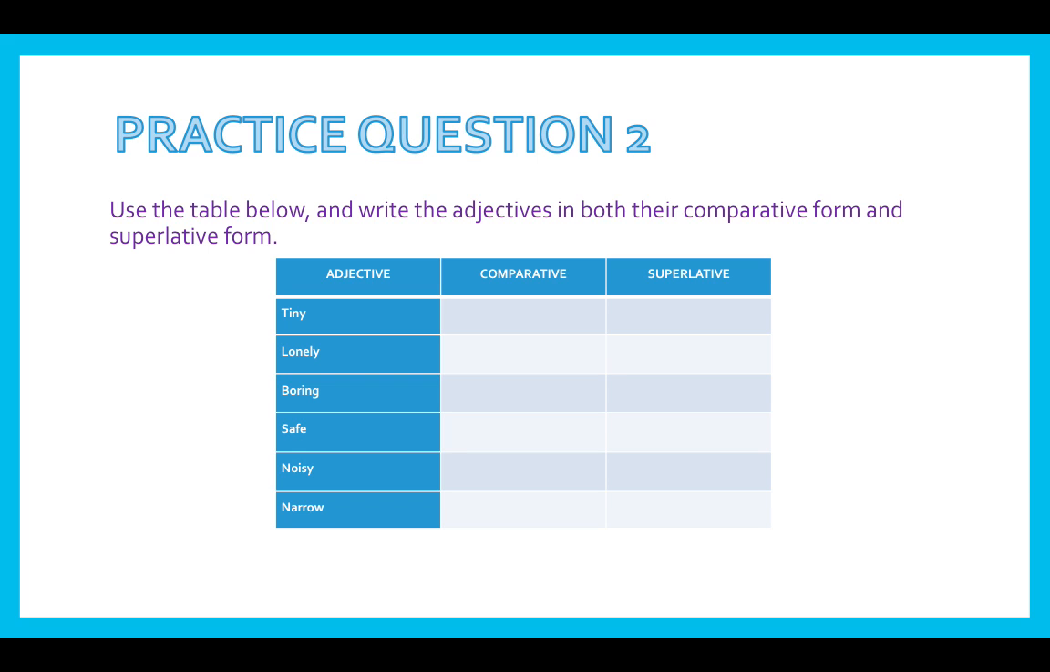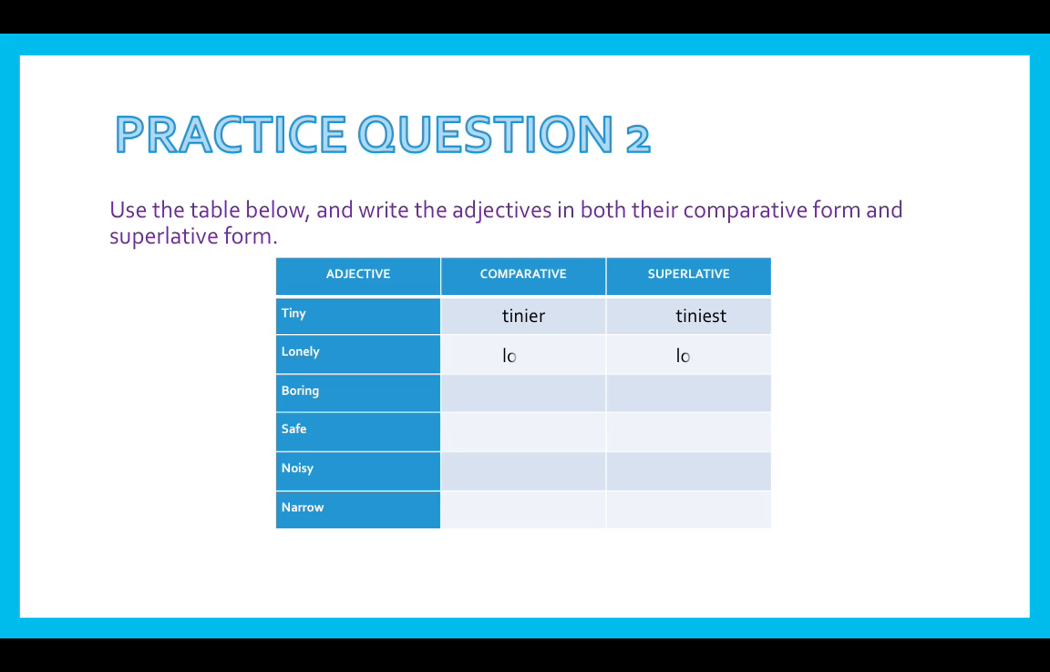Okay, so the word tiny is our adjective. So the comparative word for tiny would be tinier, and superlative is tiniest. Okay, so you're comparing 2 different ways. So comparative is tinier, but superlative is the tiniest, because that's the least tiniest thing.